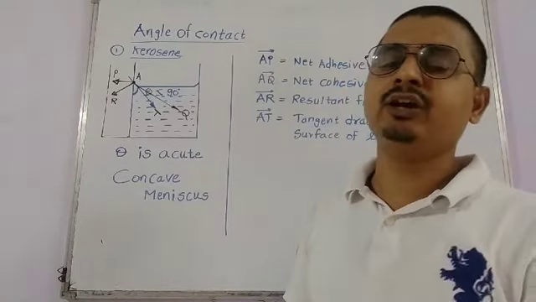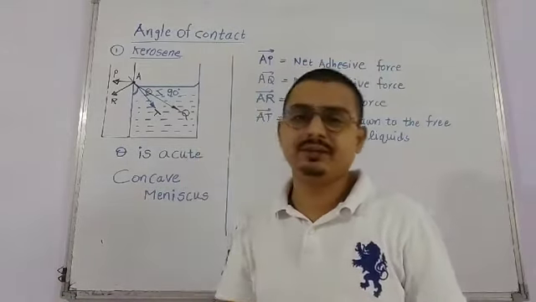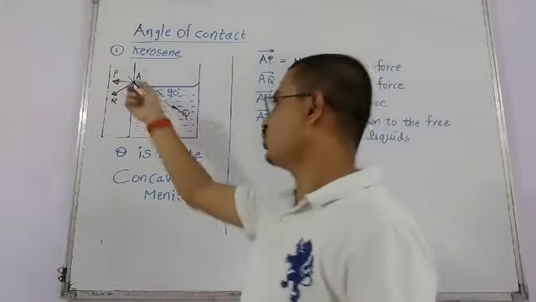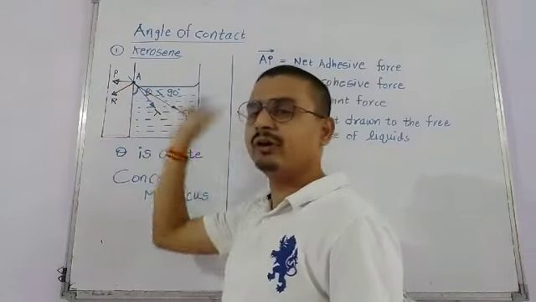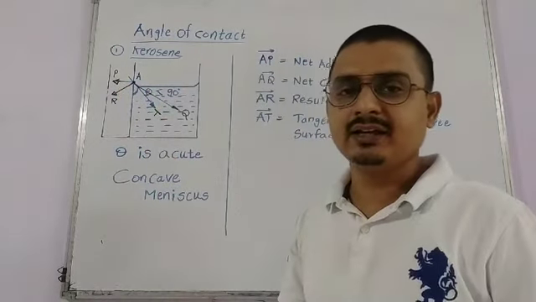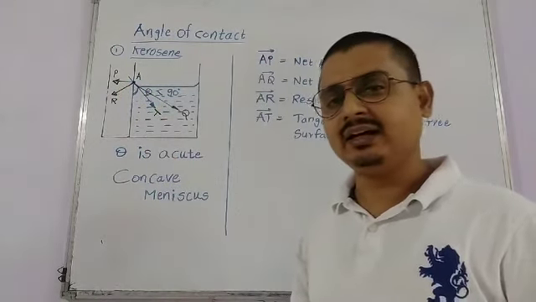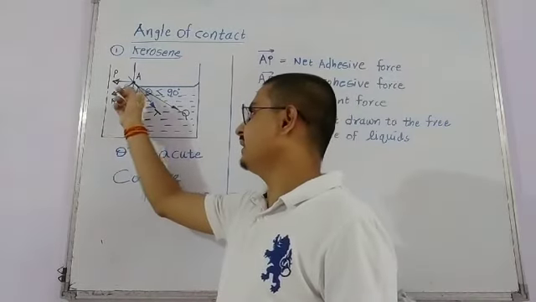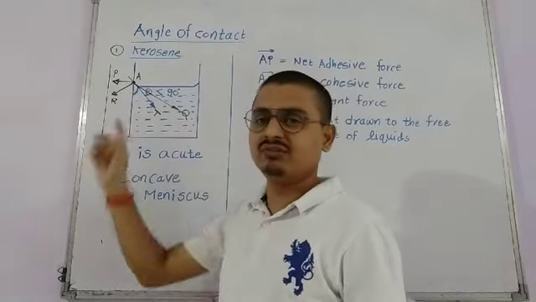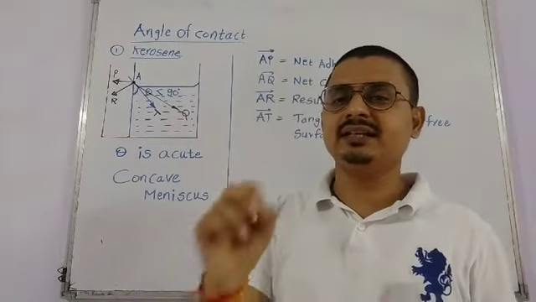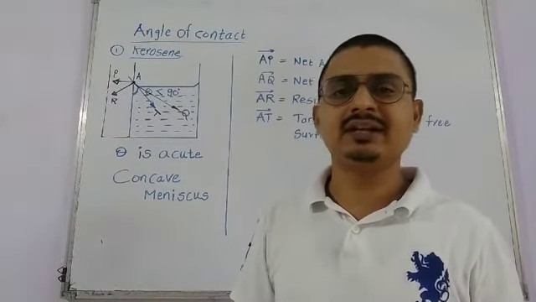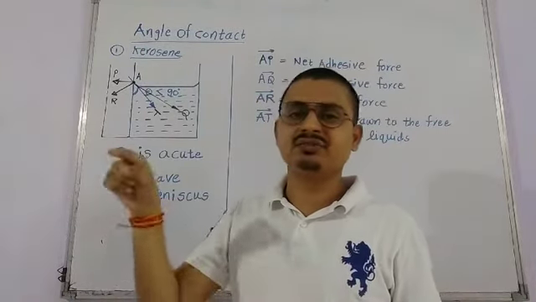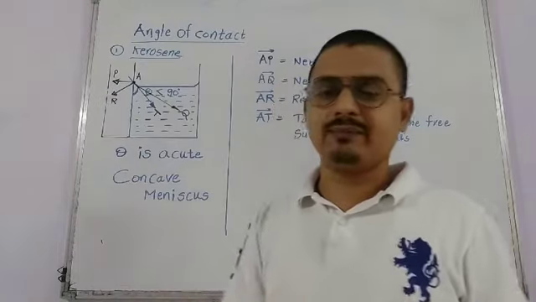This is perpendicular to the surface of solid. Okay? और ये जब एंगल ये जो सॉलिड सरफेस को जो परपेंडिकुलर ड्रॉ किया है, that is AT, which makes an angle theta which is acute. और ये AT जो है making an angle theta with respect to the surface of solid, that is acute in nature. That is, the surface of the meniscus formed here is concave.